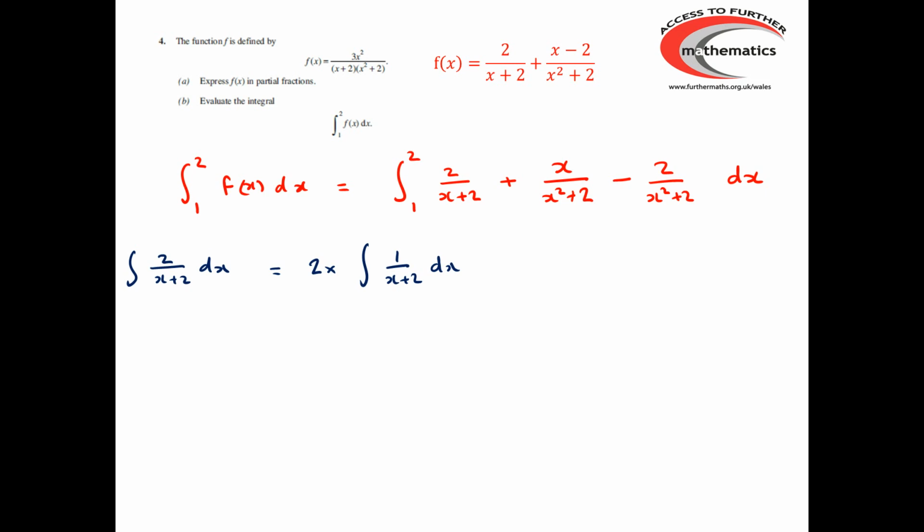1 over x plus 2 is an exact example where we have the integral of the derivative of a function over the function itself. So we can say that that is just 2 lots of the natural logarithm of the modulus of x plus 2.